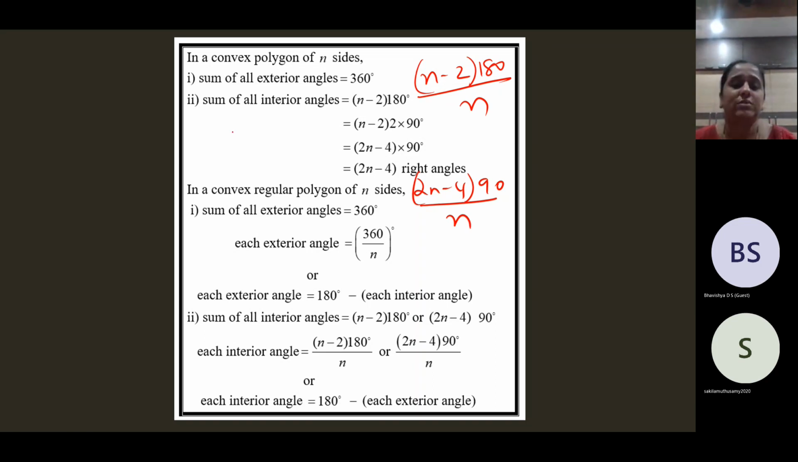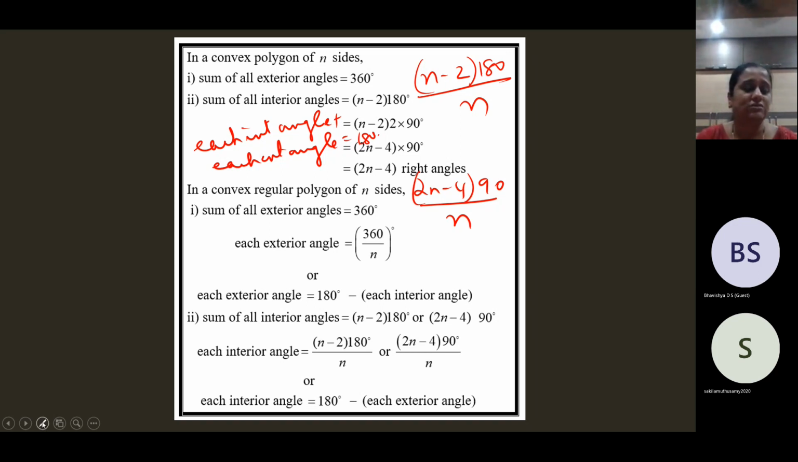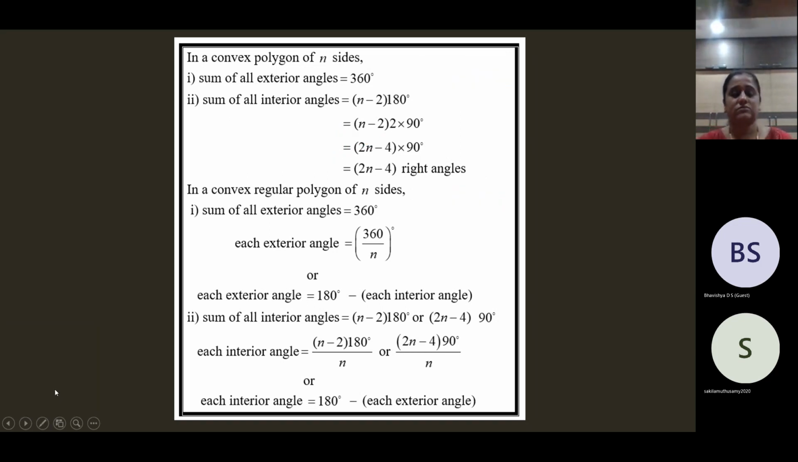Always remember that each interior angle plus each exterior angle is equal to 180 degrees. They always form a linear pair. If you take a pair of interior and exterior angles, the sum will always be 180 because they form a linear pair. Is this clear, children? Yes, ma'am.